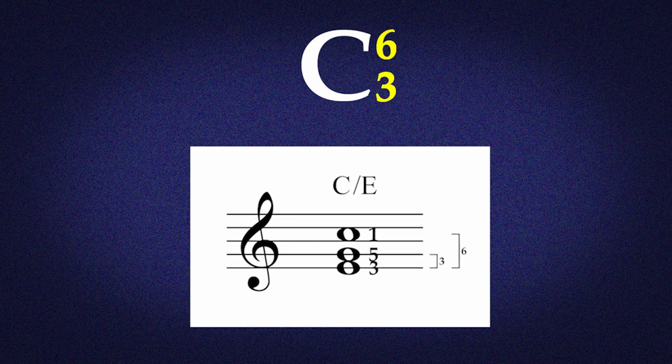Remember though that the 3 as the first interval is assumed, so it doesn't actually need to be written. This leaves the 6, indicating that the higher interval must be a sixth. This tells us to play a C major in first inversion. This chord would be spelled E, G, C.